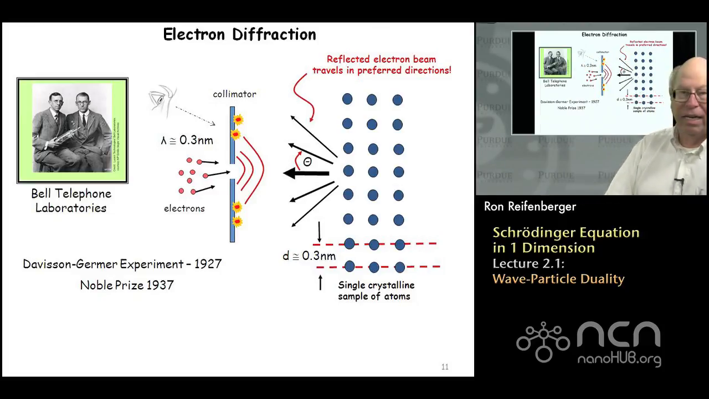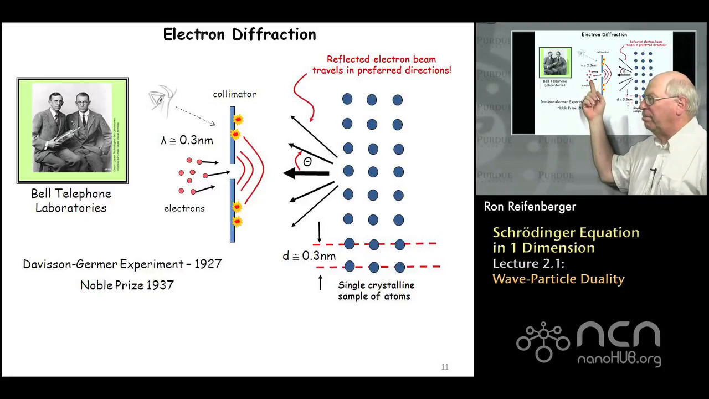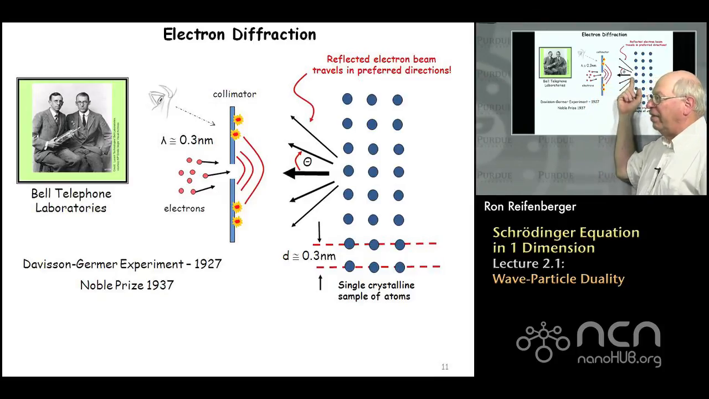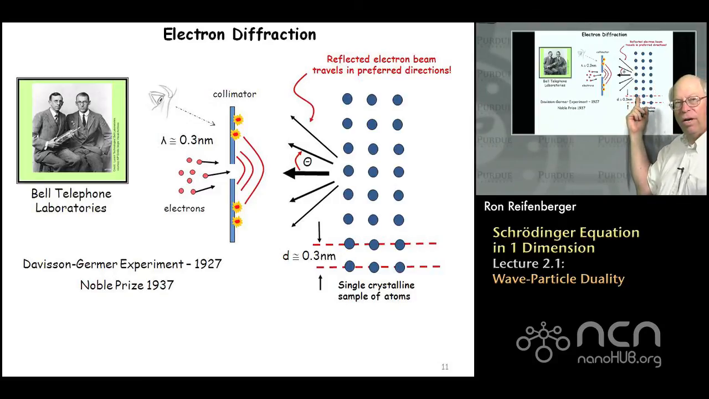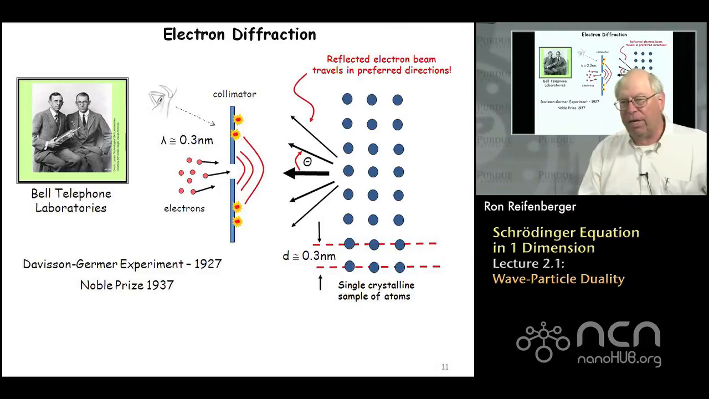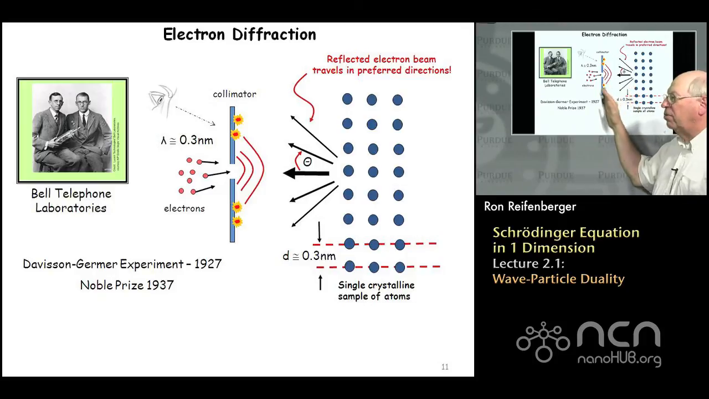And the experiment they did was an electron diffraction experiment where they took a beam of electrons, they collimated it by passing it through a narrow slit, right? They then allowed that beam of electrons to strike a single crystalline piece of material. The single crystalline sample consisted of periodic rows of atoms. The spacing between those atoms is on the order of 0.3 of a nanometer. And what they did is they looked at the reflected electrons from that sample.